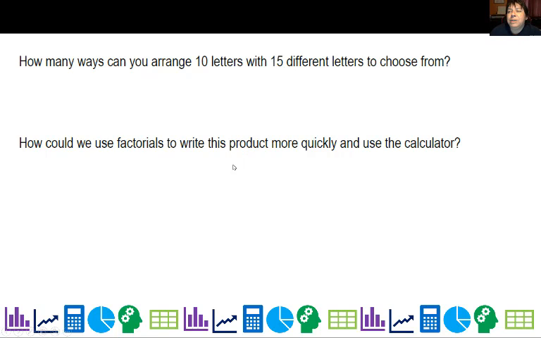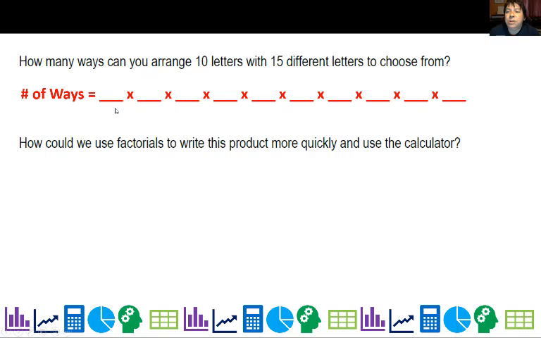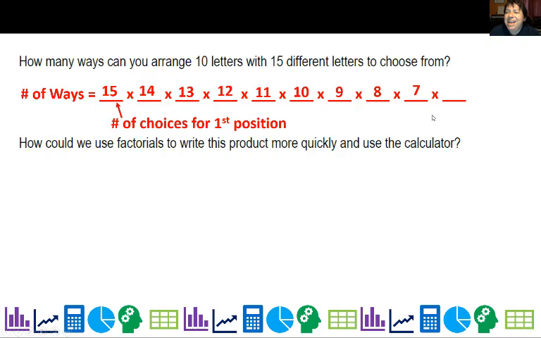But not all problems can be done super easily with just a factorial. So how many ways can you arrange 10 letters with 15 different letters to choose from? You might say, oh, it's going to be 15 factorial. But the thing is, I'm only using 10. So the number of ways is how many ways I can pick for the first position, then the second, then the third, fourth, etc., until I have 10 positions filled. So when I fill them in, it looks like it's getting close to 15 factorial, but not quite.